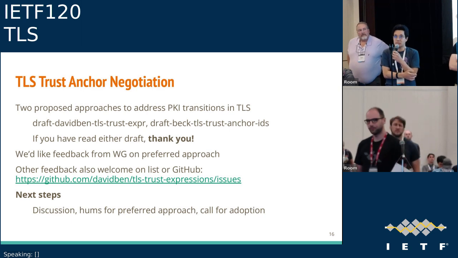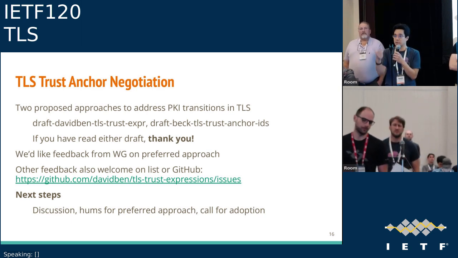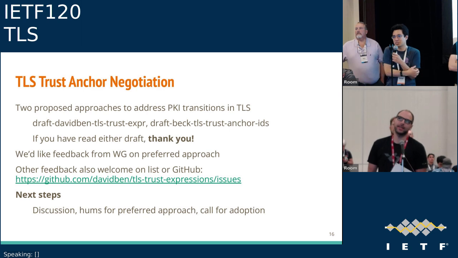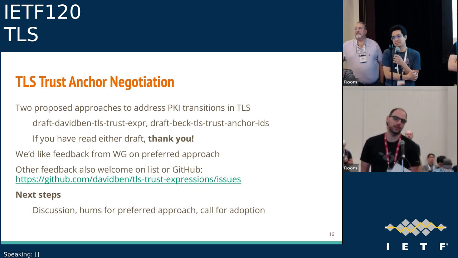Yeah, so trust anchor IDs for the non-inverted case works just fine for client certs as well. So you could define the shorter names. I see that as a sort of optimization for the existing extension, right? So that, again, would be my preference.